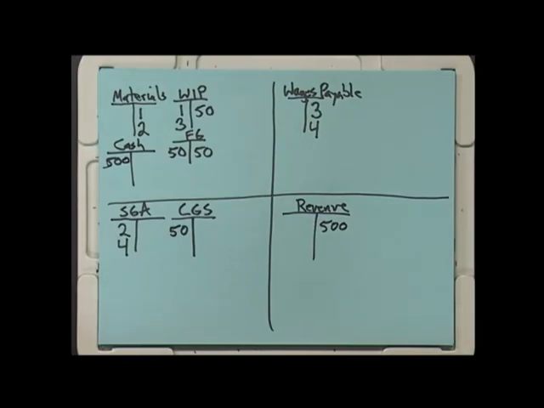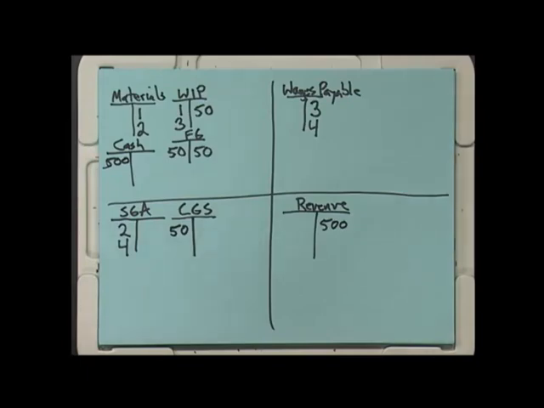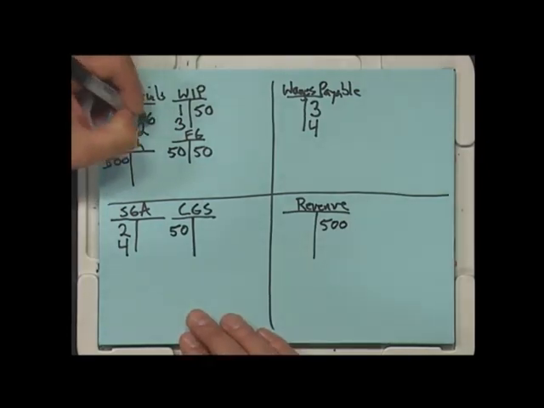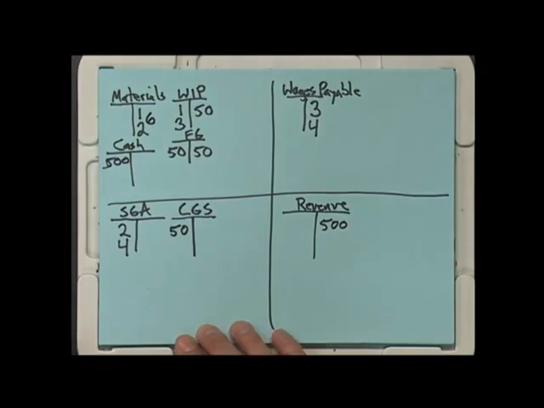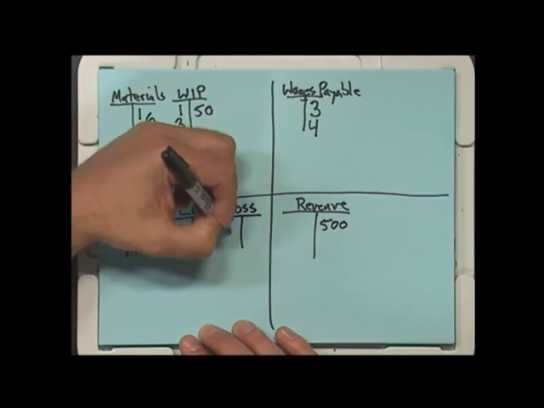Okay. Now, let's assume we have a little more bad news, and some of our materials were destroyed, maybe it was theft. So one of our employees walked off with a piece of leather worth $6. So we're going to credit materials for another $6, and we're going to call that a loss.